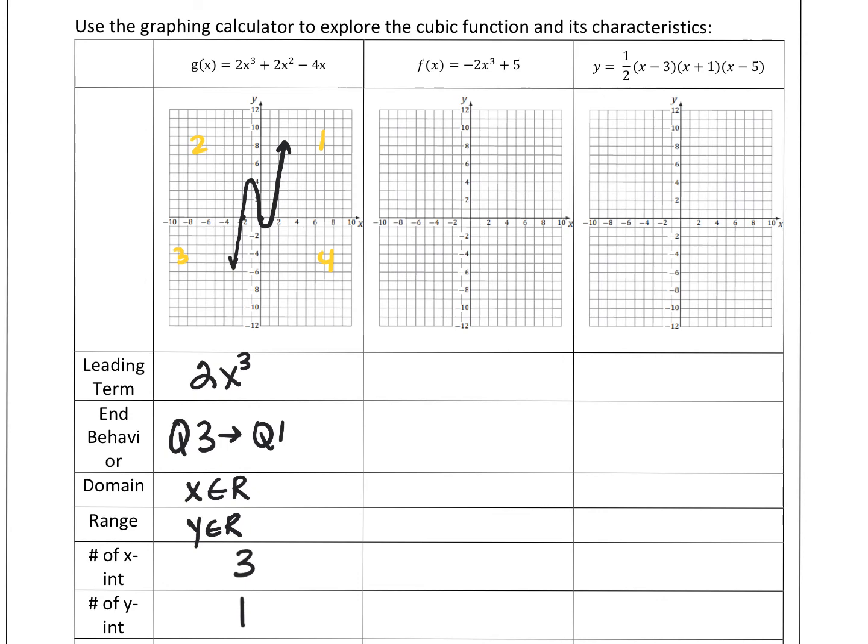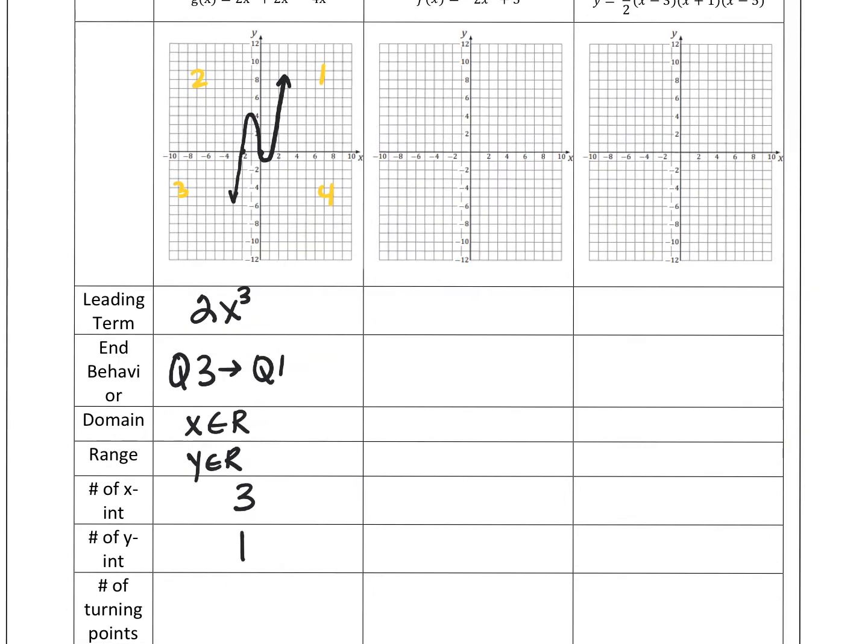Okay, so the other question that you're being asked here is how many turning points are there? So remember that turning points are where the graph changes from increasing to decreasing. So I'm increasing, now I'm decreasing, now I'm increasing again. So I have a turning point here and then another turning point down here. Think of them as like the vertexes of a parabola. Okay, so I've got 2 turning points on that cubic.